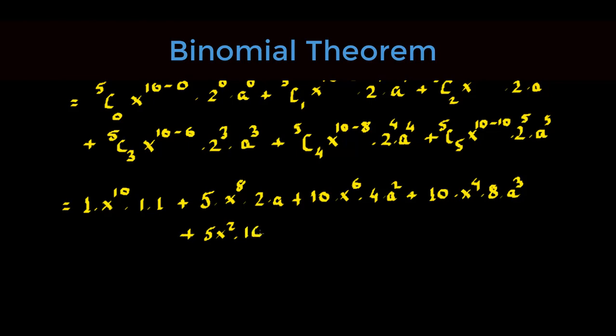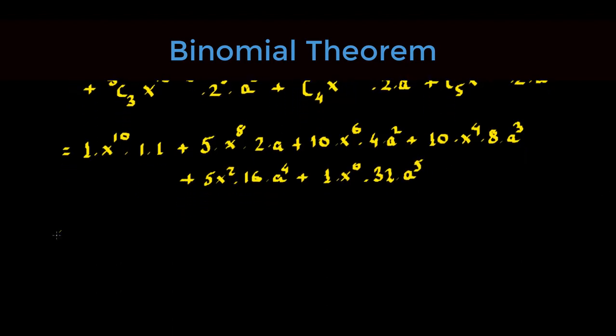Plus 5c5 is 1, x raised to the power of 10 minus 10, which is 0. Let me write it down, which will be 1. Then 2 raised to the power of 5 is 32 times a raised to the power of 5. So the final expansion would look something like this.